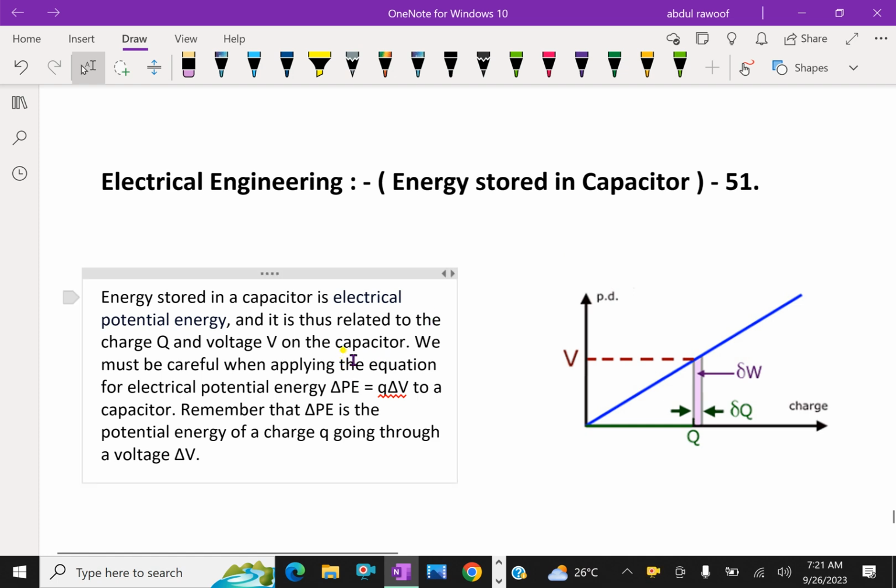In electrical engineering, let us discuss energy stored in a capacitor. Charging of a capacitor always involves some expenditure of energy by the charging agency. This energy is stored up in the electrostatic field set up in the dielectric medium. On discharging the capacitor, the field collapses and the stored energy is released.